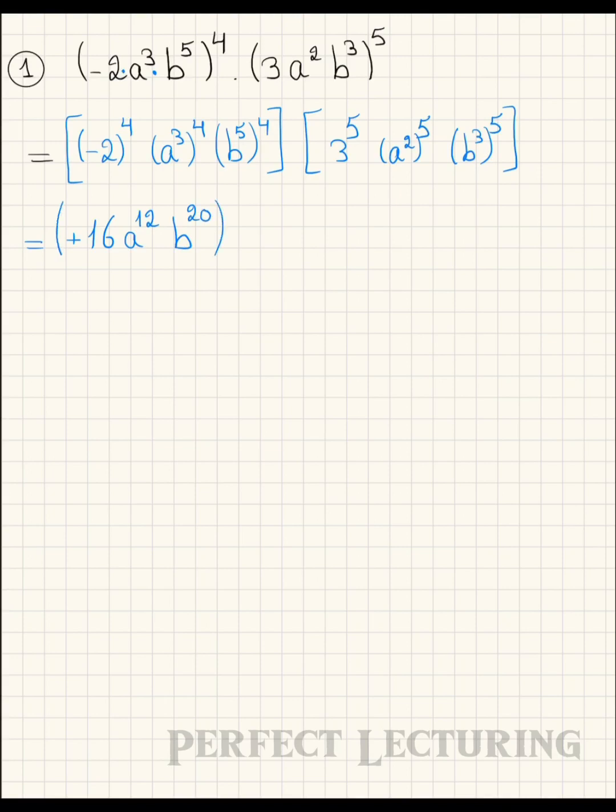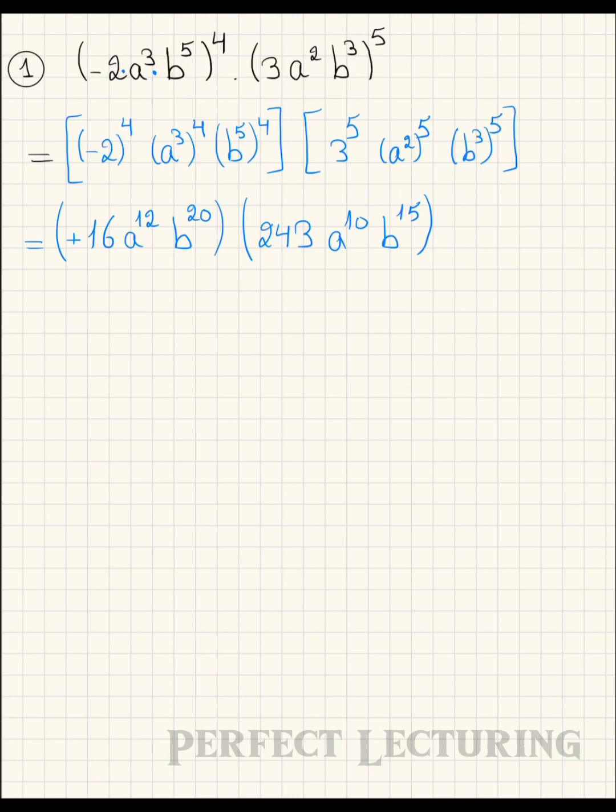For the other parentheses, it is 3 to the power of 5, which means I have to multiply 3 by itself 5 times. That is 243. A squared to the power of 5 means I multiply 2 and 5, so a to the power of 10. And finally, it is b to the power of 15.